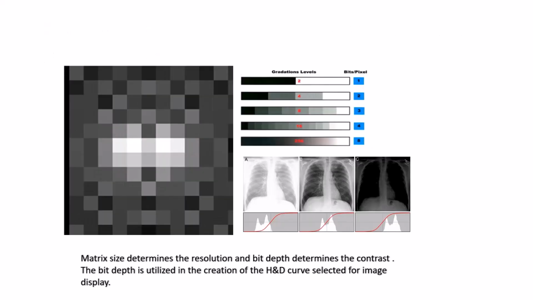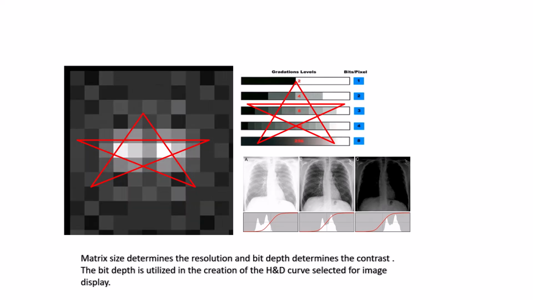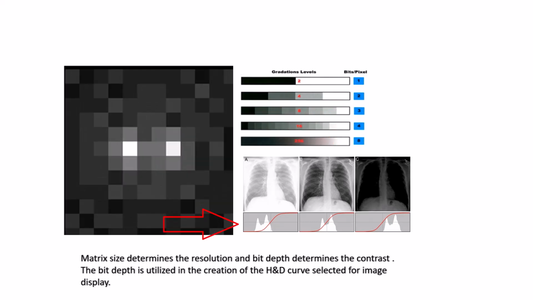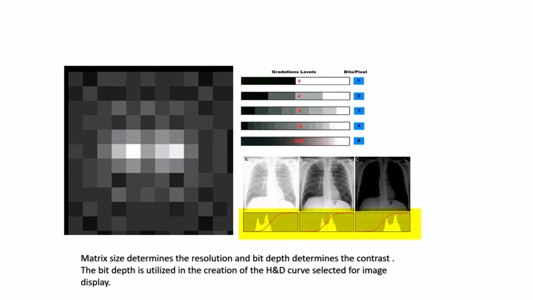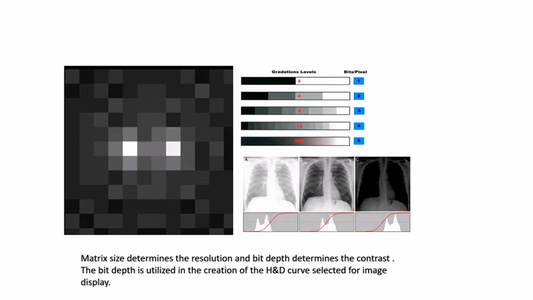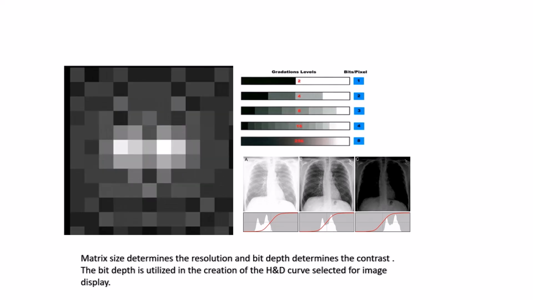Here we can see that matrix size determines the resolution and bit depth determines the contrast. We have a histogram over here of the same image, but as we move the H&D curve over the histogram, we change the look of the image. To move the H&D curve over the histogram, we are adjusting either the contrast or the brightness of the image.